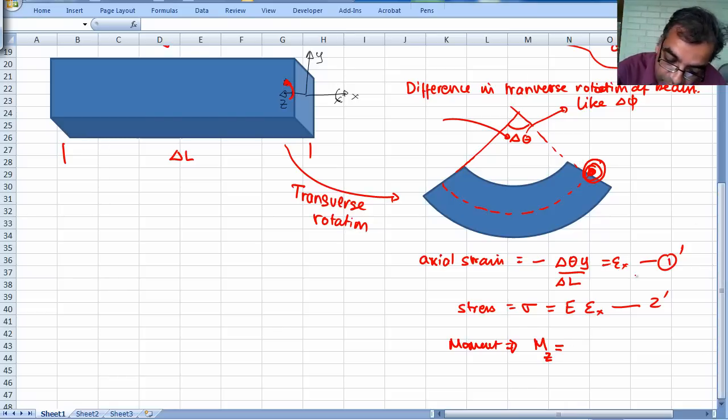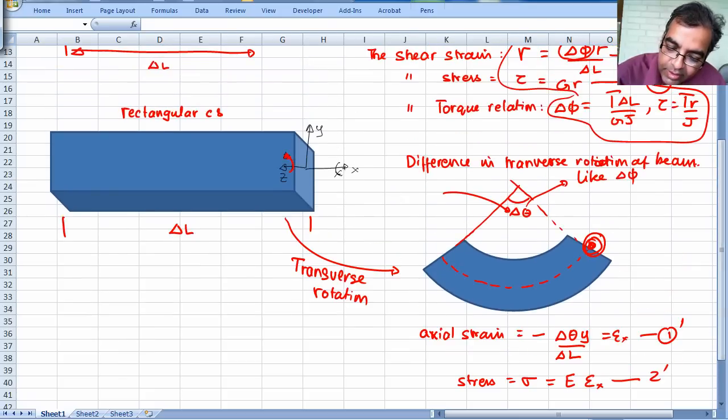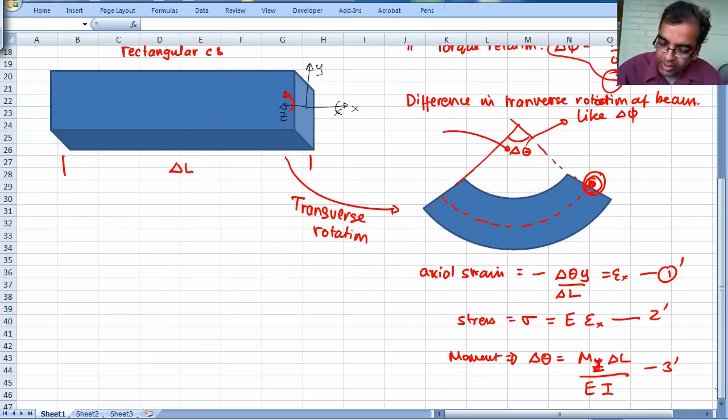let's see, I want to make sure I use the same notation, because I want to show you absolute parallel. So it's going to be this delta theta equals MZ delta L over EI. This is 3 prime. What is 3? Let us make sure. It's that. Delta phi is TL over GJ is 3. Okay. And now I get delta theta equal to MZ delta L over EI.